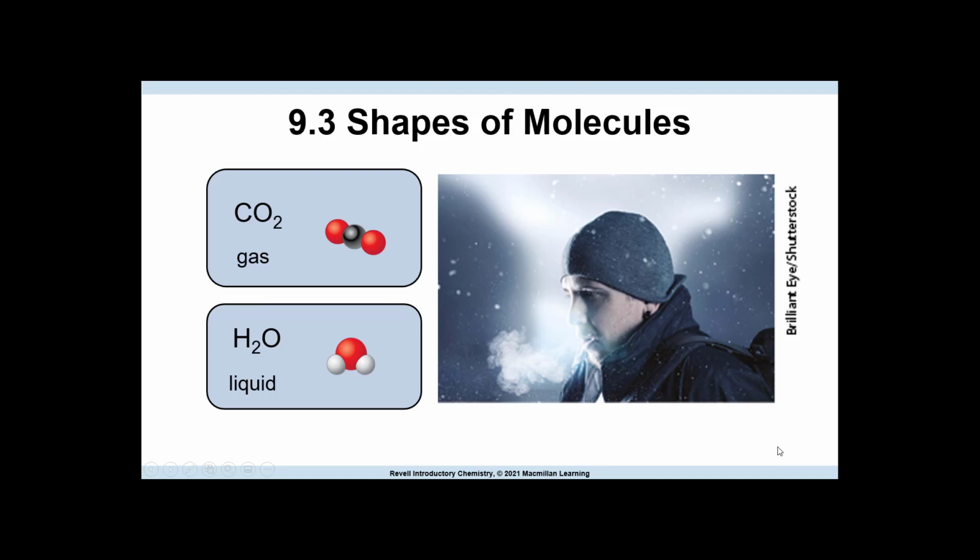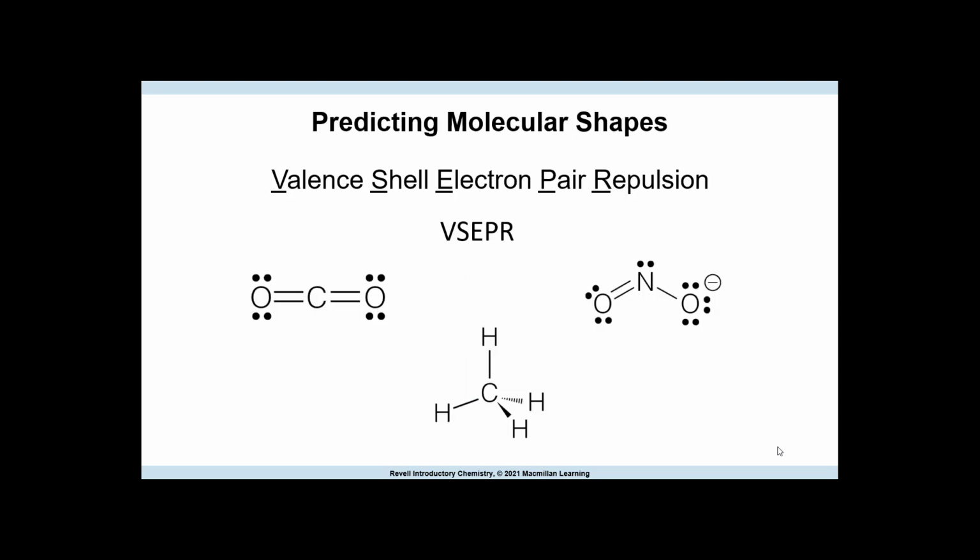Class, we are now on 9.3, the shapes of molecules. The shapes of molecules critically affect their properties. For example, when we breathe, our bodies expel two compounds, carbon dioxide and water. Both are small, simple molecules, but CO2 is a gas at room temperature and water is a liquid. Why the difference? Well, as we'll see in lessons ahead, the shape of the molecule plays a big part in determining these properties. Fortunately, we can use Lewis structures to predict the shapes of molecules.